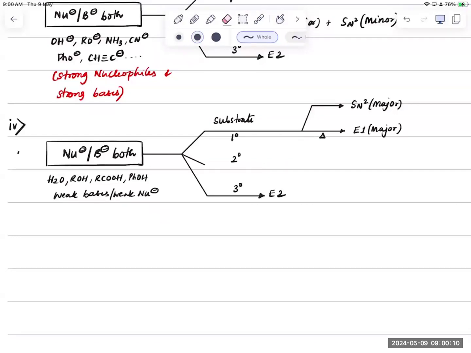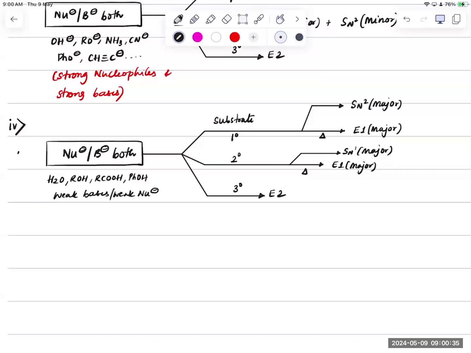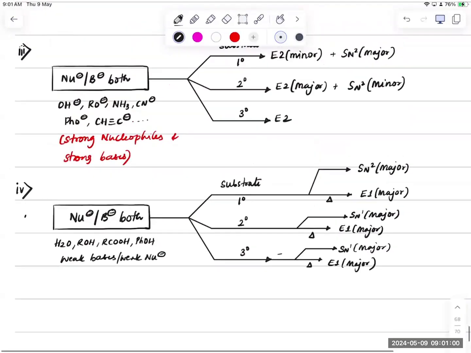Similarly, same logic here also. With heat and without heat on the secondary case, it will usually be SN1 major without heat, and with heat, it is E1 major. And tertiary also the same logic, with or without heat. Without heat, SN1 is major, and with heat, E1 is major. So these are the cases.